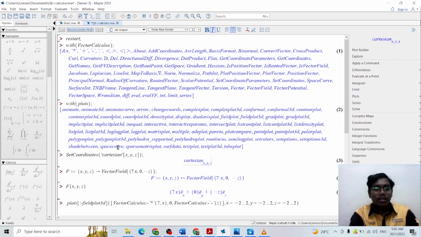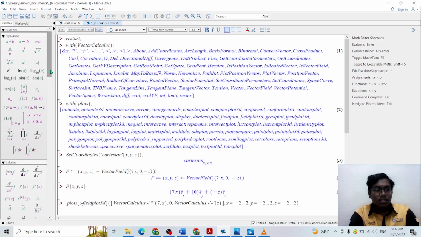Okay, next we will set the coordinates to the Cartesian coordinates x, y, z. Then we will define F(x,y,z) using the function from Maple, which we can get from the expression, which is this function. We will fill in the values for x, y, z, which are 7x, 0 and negative z. Then we will call back F(x,y,z). So the answer that we get from the Maple simulation is this.